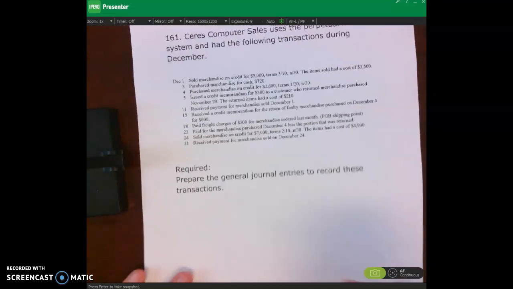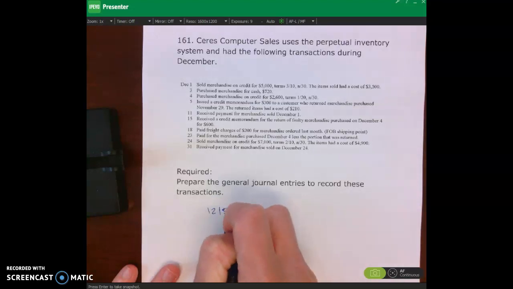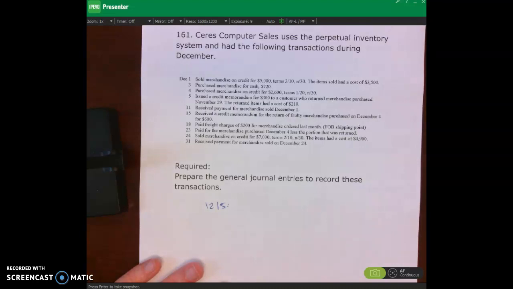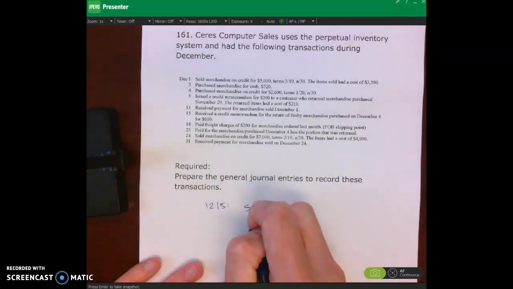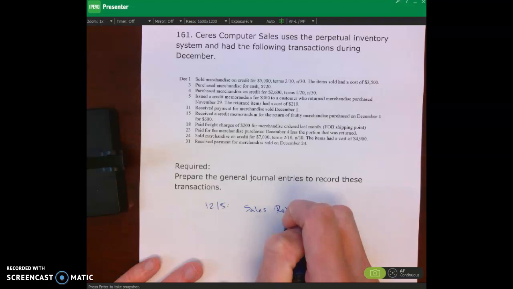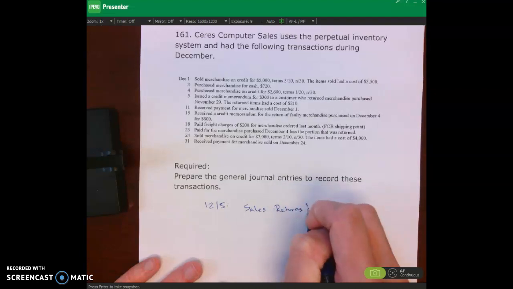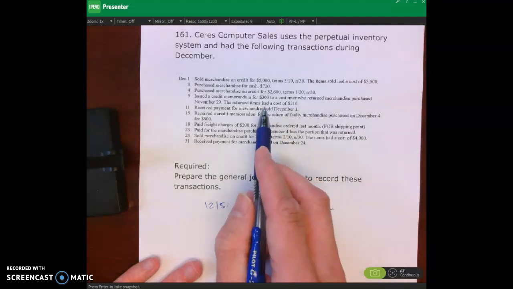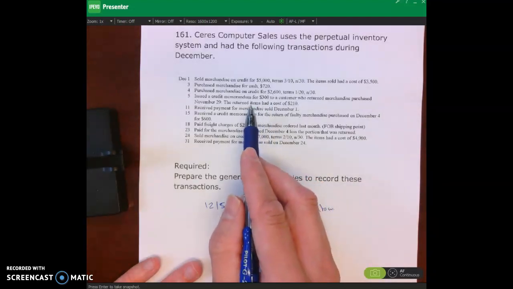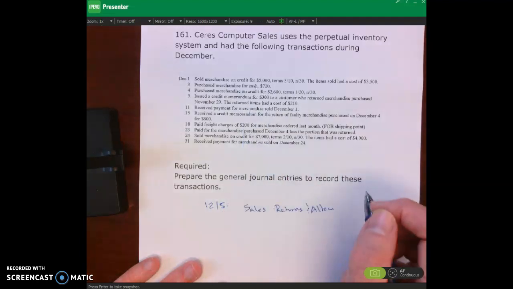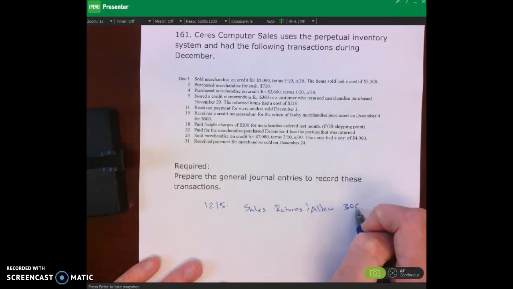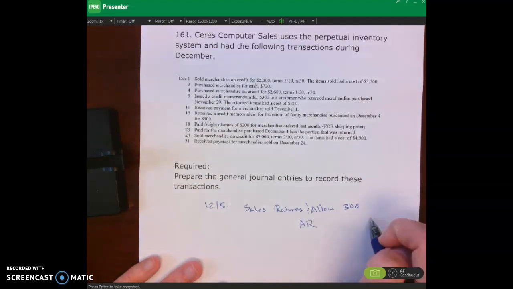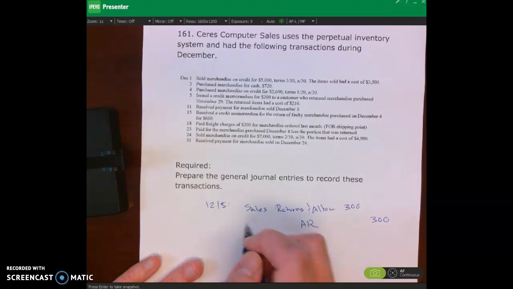So I'll come over here and do this one on 12/5. Remember, there are two journal entries when we have a sales return. The first one is, we debit sales returns and allowances for the purchase price. Okay, so it's for our $300, and then we credit their accounts receivable, hence the credit memorandum for $300. That's the first journal entry.